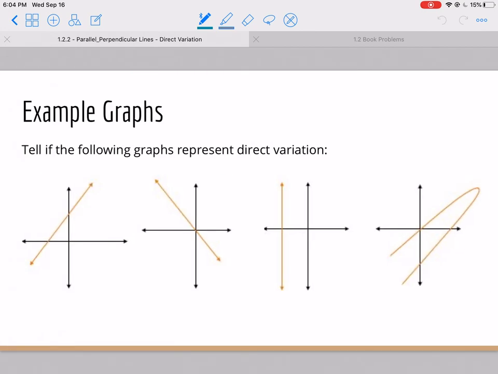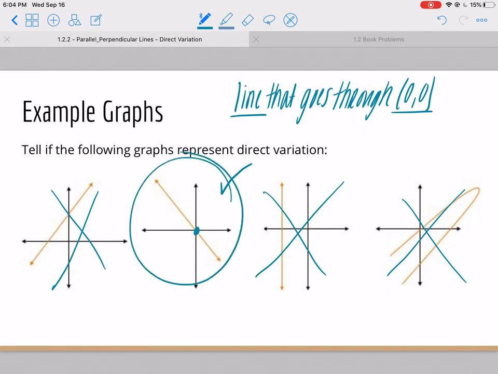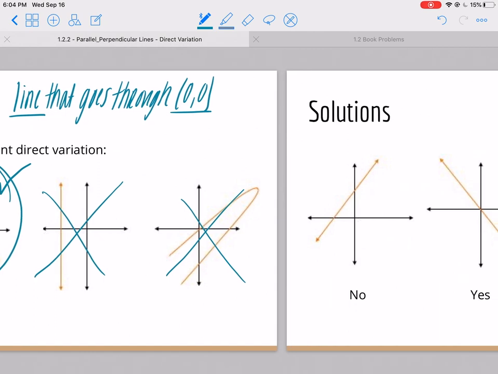So if you're looking at these example graphs, tell which of the following would be an example of direct variation. Well, we have to look for the one that, first of all, is a line, and then secondly, that goes through 0, 0. So those are the only ones that are going to be examples of direct variation. So it has to be a line that goes through the origin. This one does not. This one does. This one is a line, but it does not go through 0, 0. And this one goes through 0, 0, but it's not a line. So just this one right here is an example of direct variation.